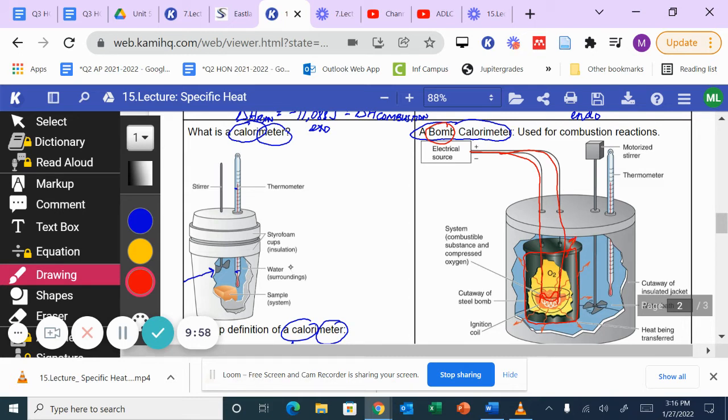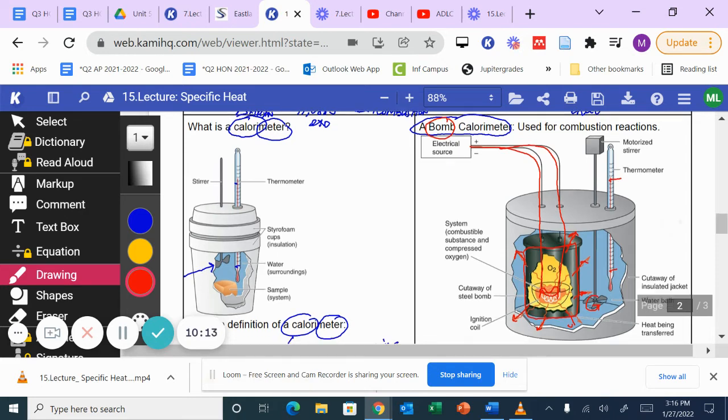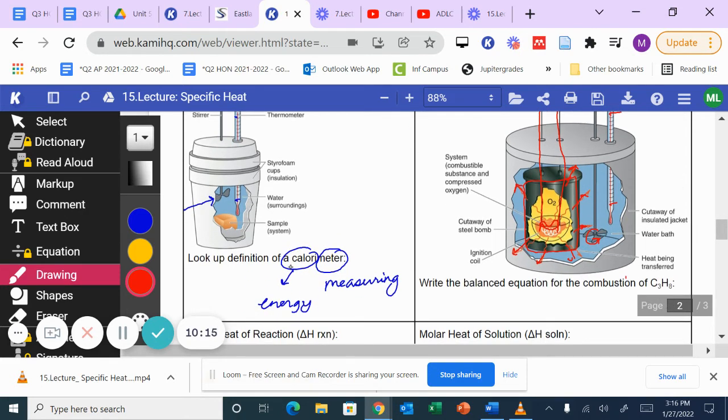Here, the heat goes all into the water and nothing gets lost in the air. Then you take a little stir and you stir it, making sure that the water's temperature is even throughout. Then you take the rise in temperature here. That's called the bomb calorimeter, and it is used for combustion analysis.